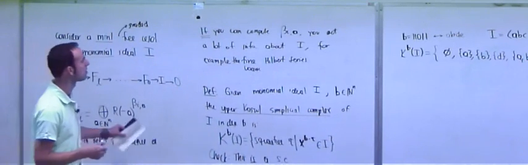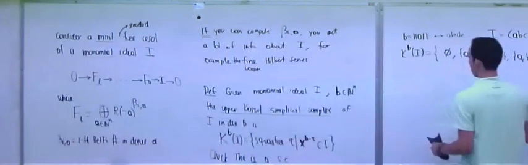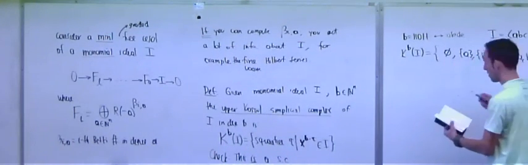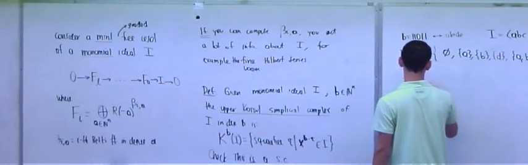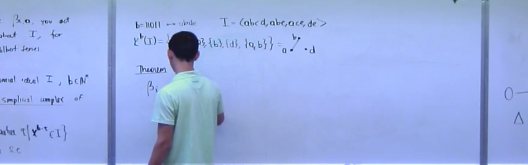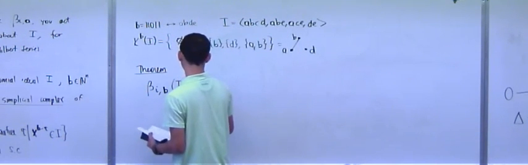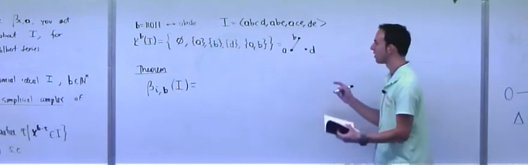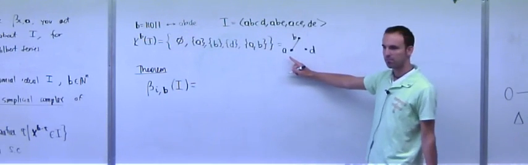So this gives you a recipe to get a simplicial complex from I and B, and then our next major theorem that we're going to prove is the following: if you want to know the ith Betti number in degree B of the ideal, then all you have to do is compute the I minus first homology of this guy. So you compute the reduced homology of this guy, I minus 1.